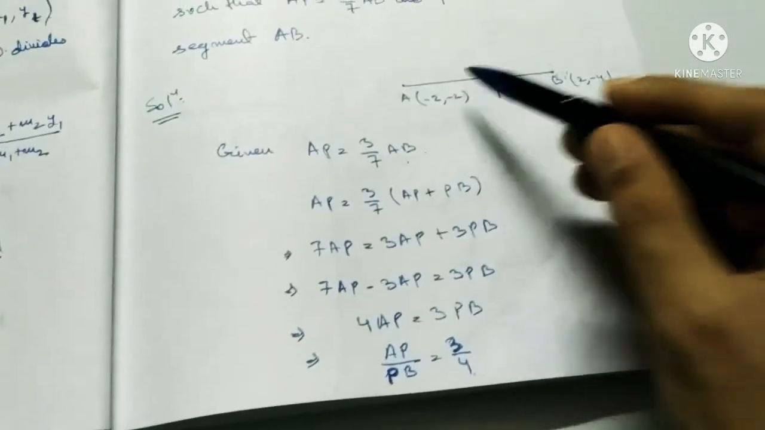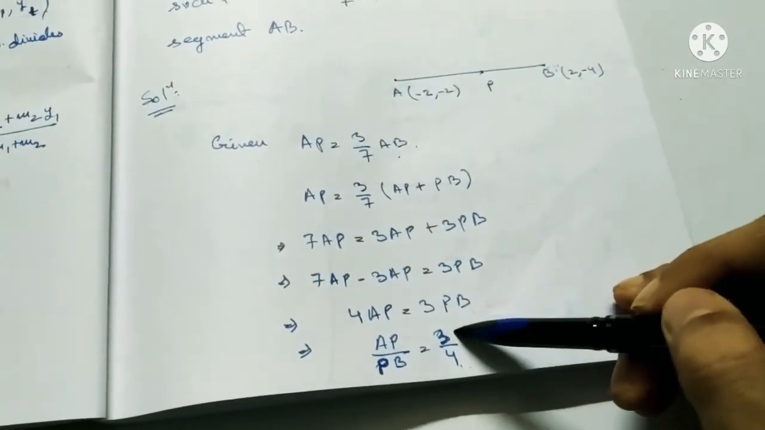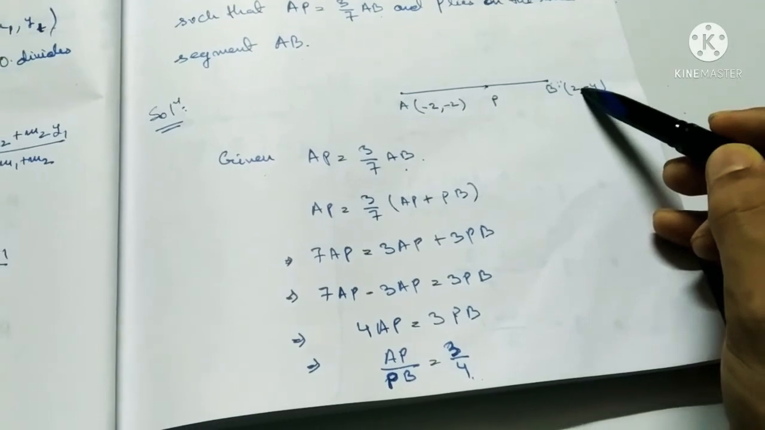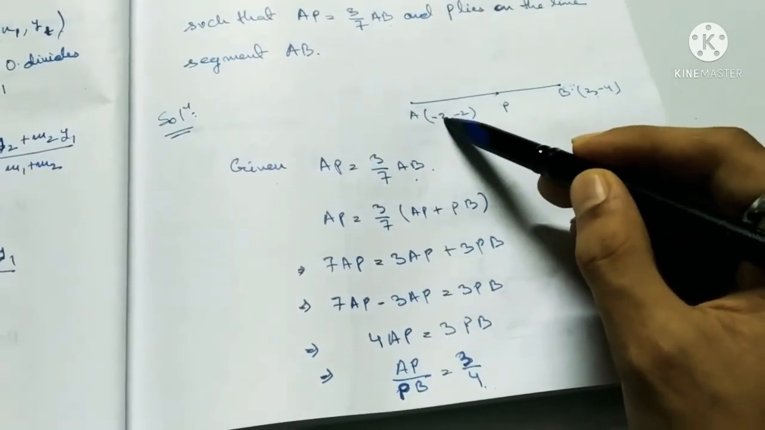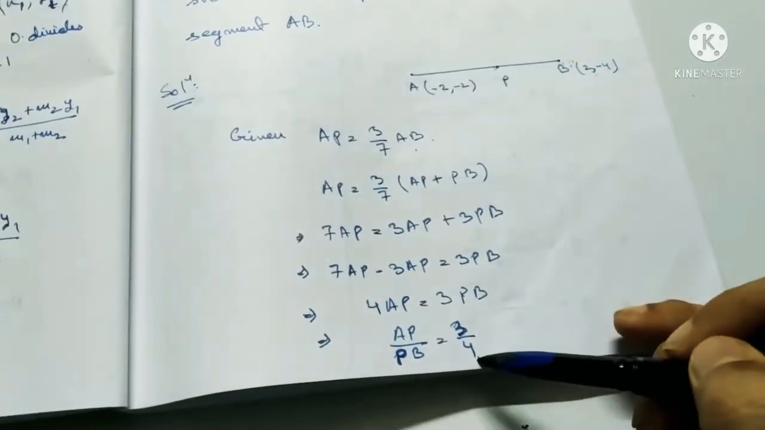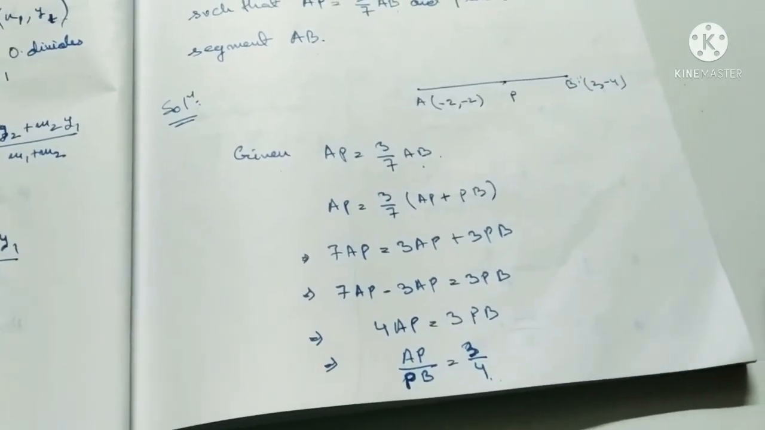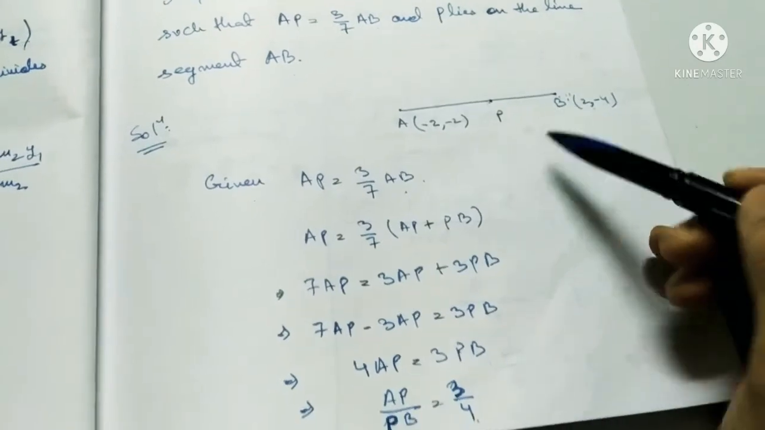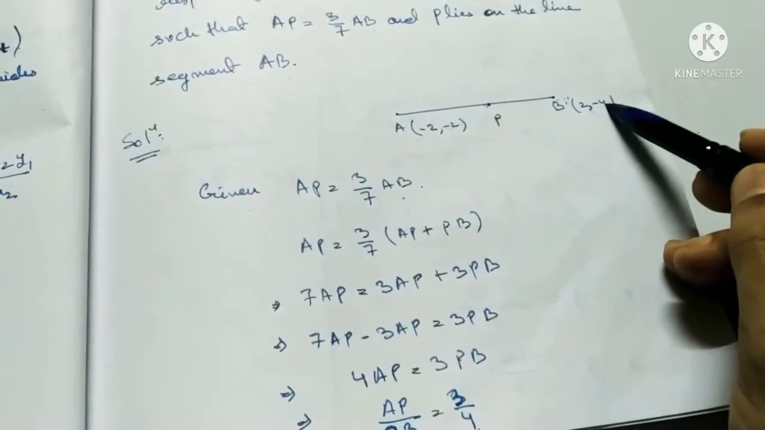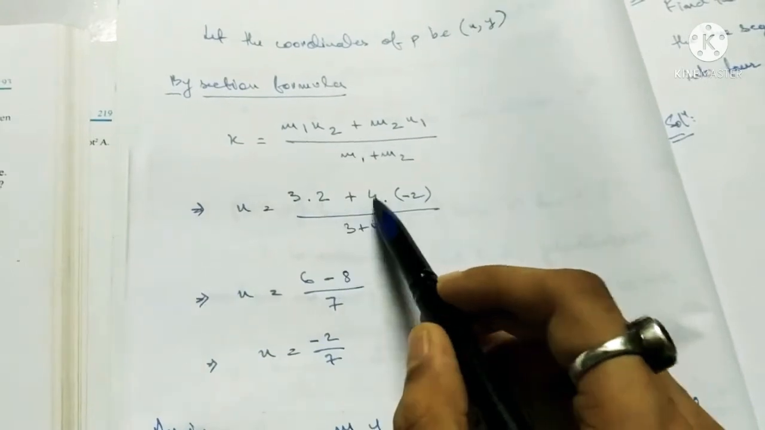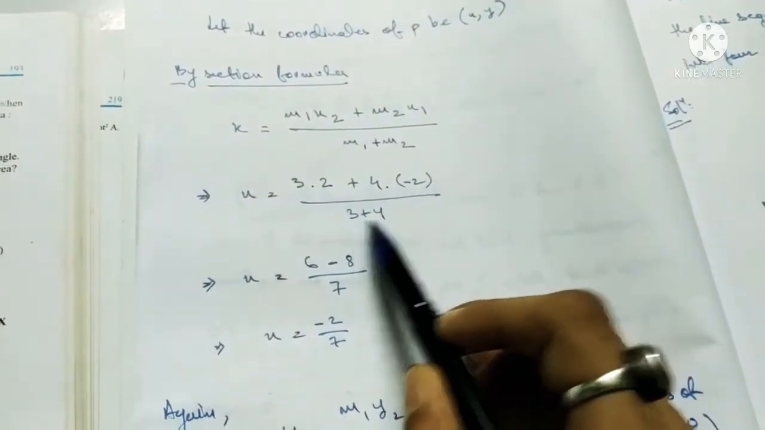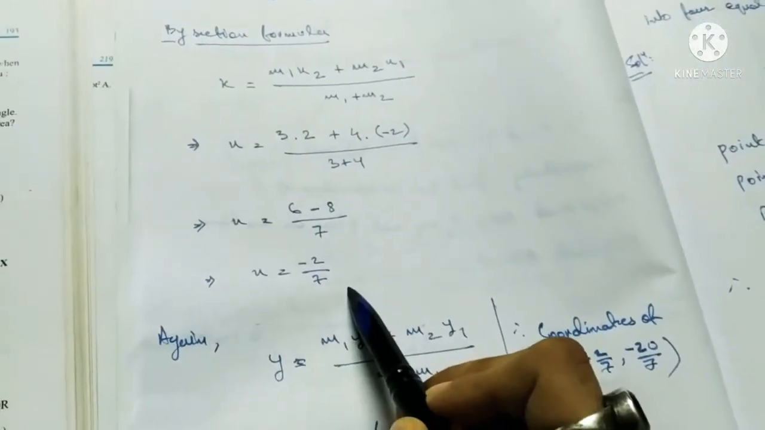So in here M1 is 3. So 3 into 2 plus 4 into minus 2 by 3 plus 4. Finished. And to find the y coordinate, again 3 into minus 4 plus 4 into minus 2 by 3 plus 4. This one you see, 3 into 2 plus 4 into minus 2 by 3 plus 4. X value, this one I got.